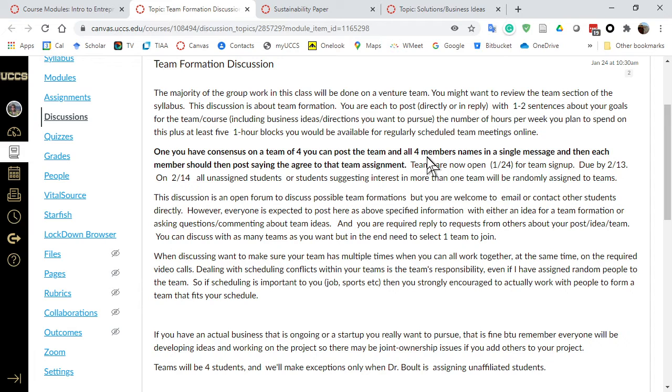Importantly, not only are you looking for what your goals for the course are, you also want to look at what times are available. You have to list at least 5 one-hour blocks that you would be regularly available for regularly scheduled team meetings online. Ideally, that's not going to be one day, so if you're available every evening after 6, that's pretty generous. That's fine. You have plenty of time. But if you have a more complicated schedule, make it clear what times you can meet, because your team will have to meet regularly, once a week at least, ideally twice a week, as you work throughout the semester. So you need to find the time when all of you can do.